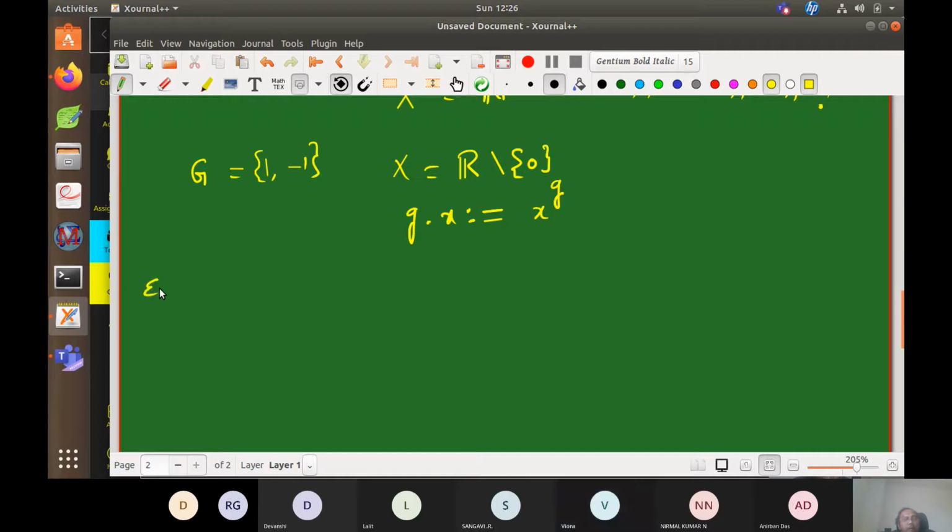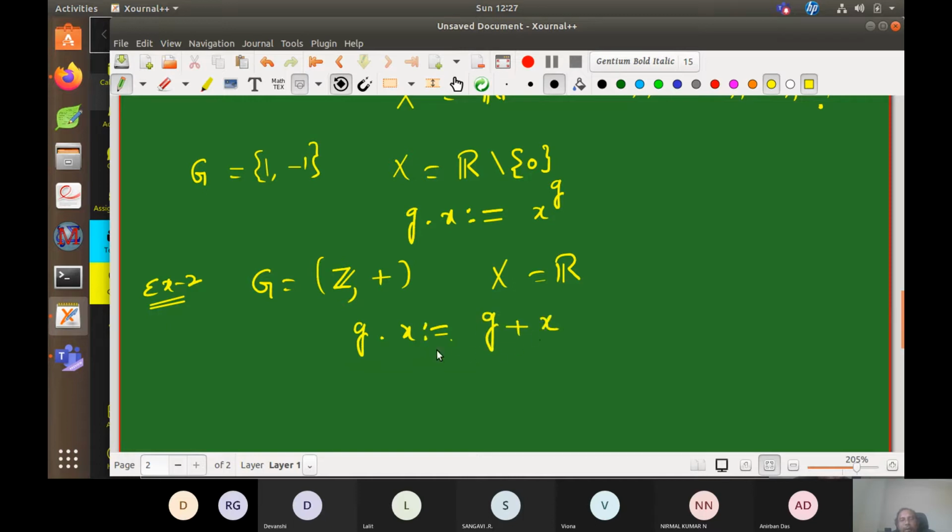Okay, so now I am going to example 2. In example 2, I am taking G equal to Z plus, the integers, which is a group with respect to addition, you know that. Now my set X is again the real numbers. Now the map I am defining: I take g from here and x from here. So g dot x, the integer acting on the real number, I am defining as g plus x.